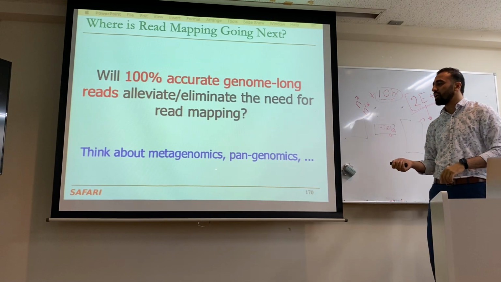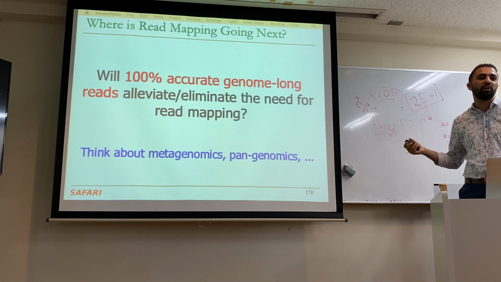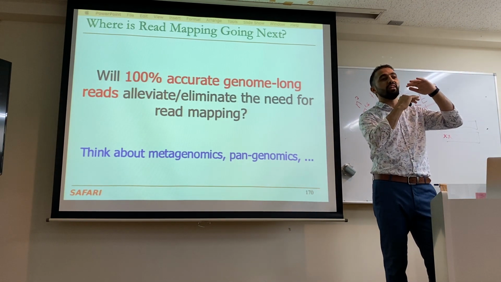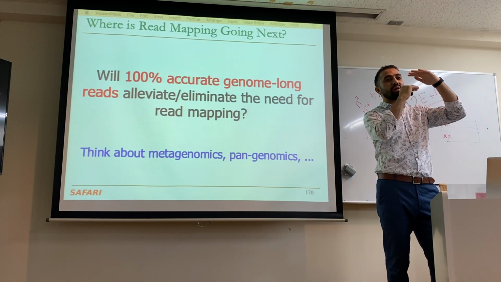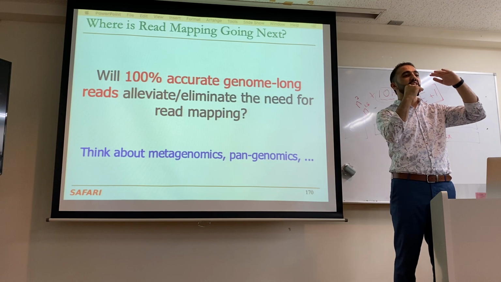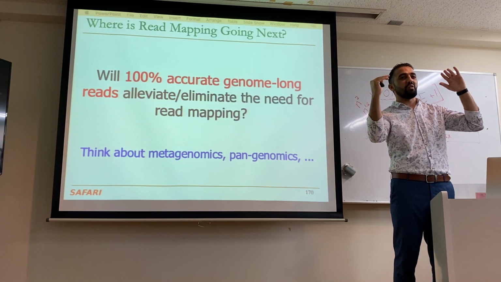Think about metagenomics, pangenomics, and many other research fields, where you are comparing a complete genome to a complete genome. There is no read to genome comparison here. When you do metagenomics, you are comparing a species to a database of species, because you don't know what species you have, right?